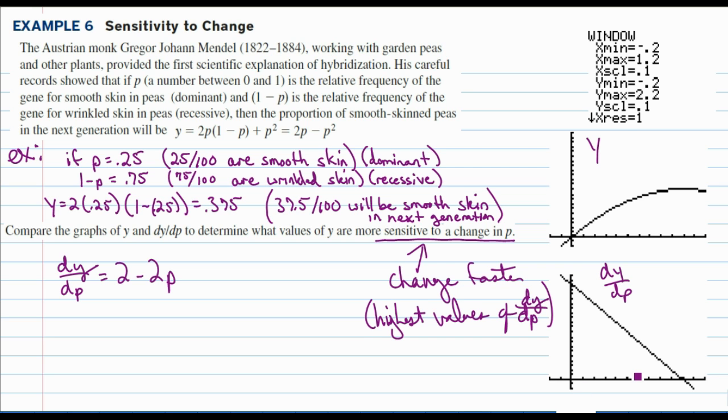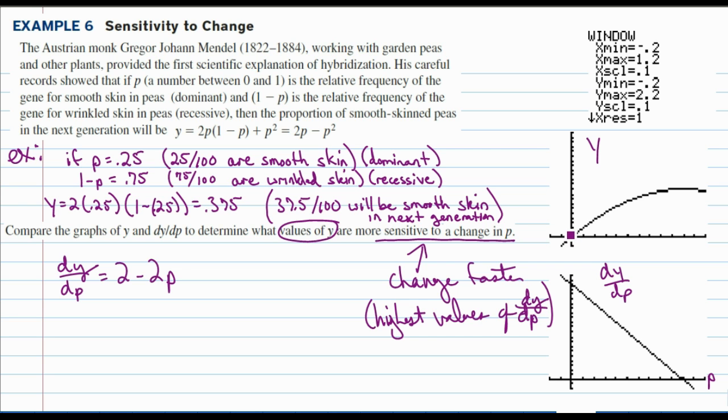Alright, so I'm going to look at my graph of my derivative. Here on the x-axis are my p values, and then on the y-axis are my dy/dp values. The highest rate of change, the fastest rate of change, results in p values closest to 0. But it's not asking me about p values, it's asking me about y values. So I need to go back to my graph of y, and those p values that are really close to 0 also produce y values really close to 0.